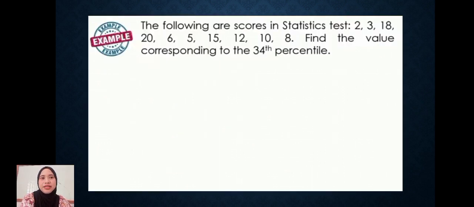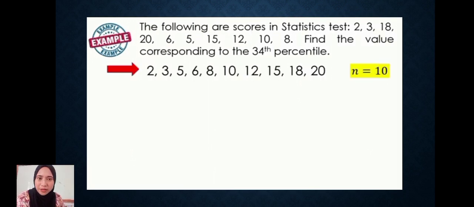Okay, so we have an example here. The following are scores in a statistics test: 2, 3, 18, 20, 6, 5, 15, 12, 10, and 8. Find the value corresponding to the 34th percentile. So, what is the 34th percentile?